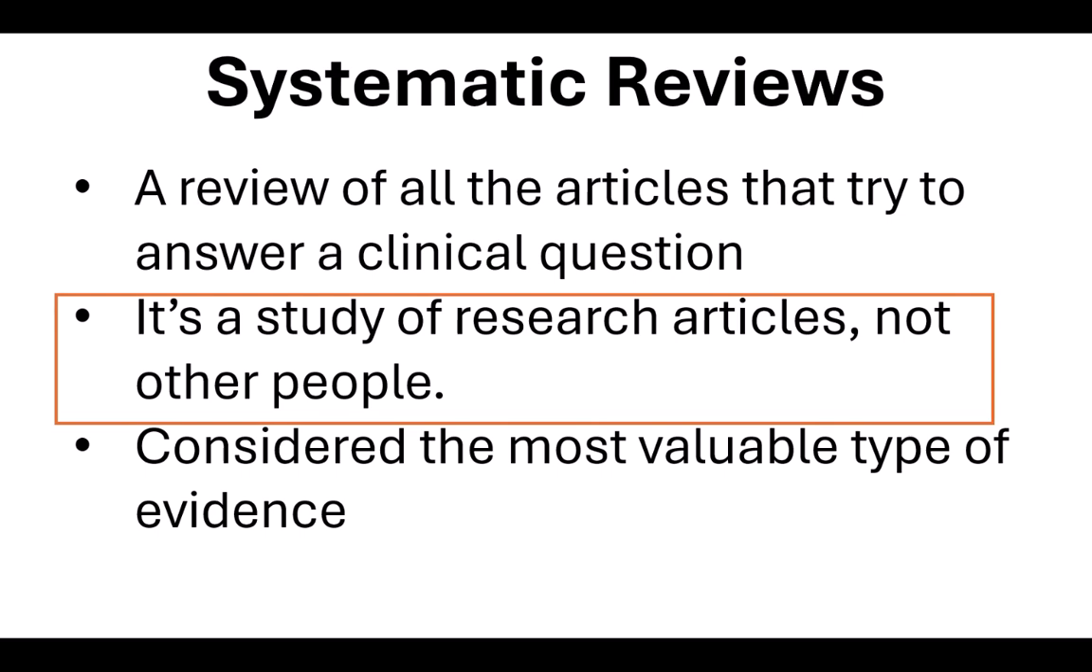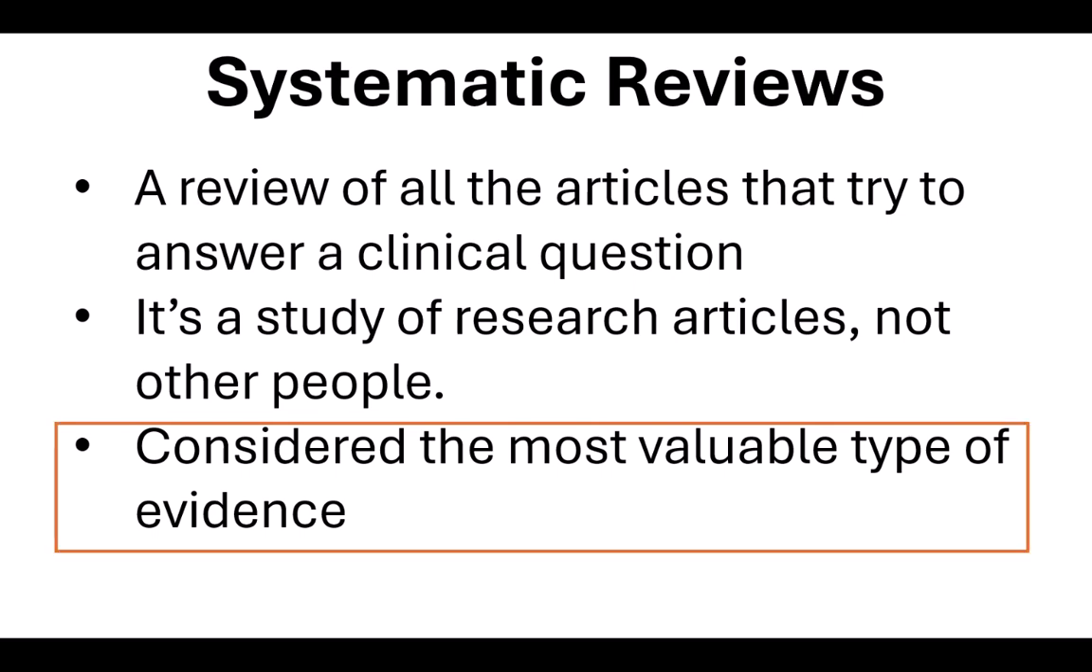When you're looking at the methods section, you'll notice that for the subjects, there is no population, there's no data. You'll notice database names and inclusion and exclusion criteria in the methods section. It is considered the most valuable type of evidence because someone already went out to the databases, looked for all the research, and came back and was able to answer the question.